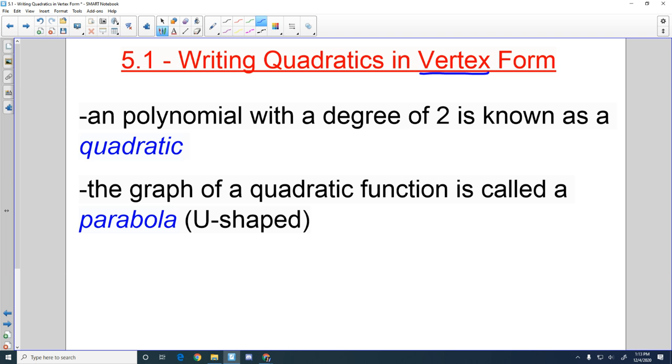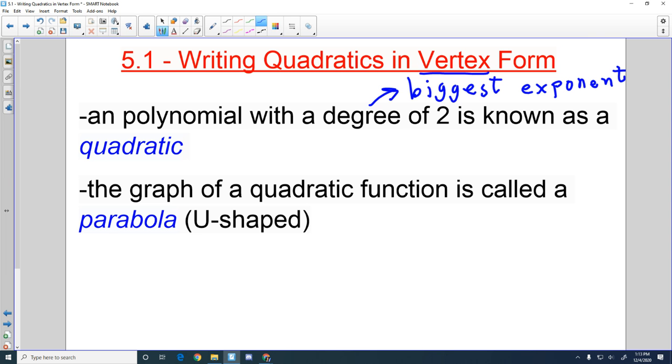Now a quadratic is just a polynomial, so you can have multiple terms, with a degree of 2. Does anyone remember what degree means? The degree of a function is the what? Yeah, it's the exponent. Specifically, it's the biggest exponent. So the degree of 2 means the biggest exponent.